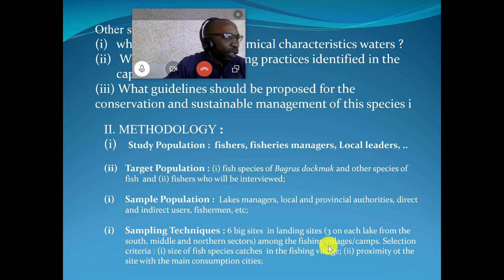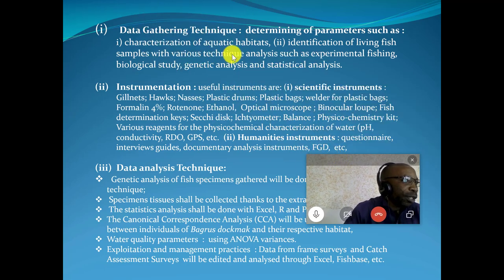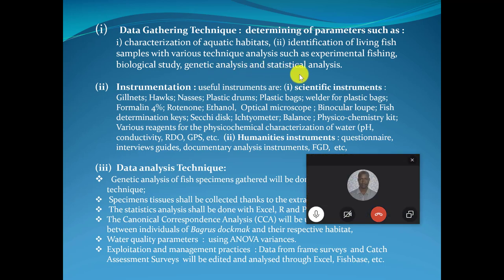And two main criteria were used to select those six big sites. Mainly, the size of fish species catches in the fishing village, and secondly, the proximity of the site to the main consumption cities. In terms of data gathering techniques, we are using parameters such as characterization of aquatic habitat, identification of living fish samples with various analysis techniques, such as experimental fishing, biological study, genetic analysis, and statistical analysis.